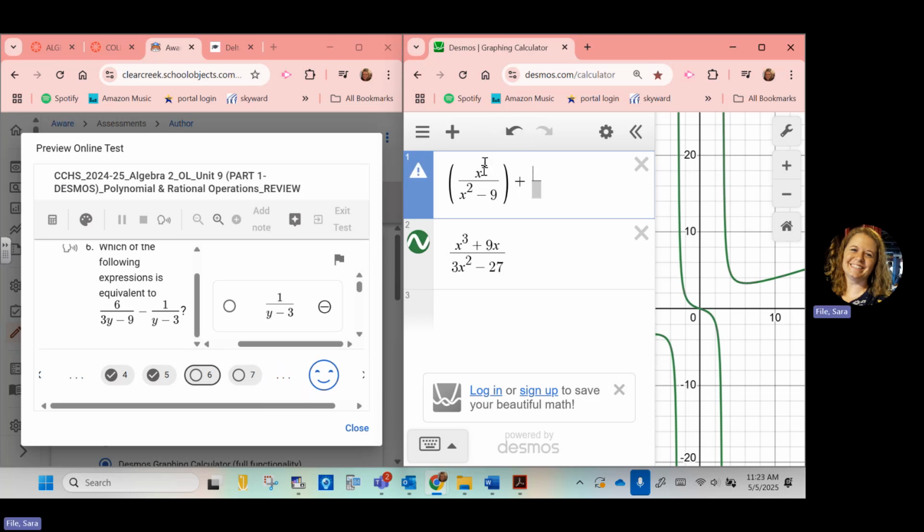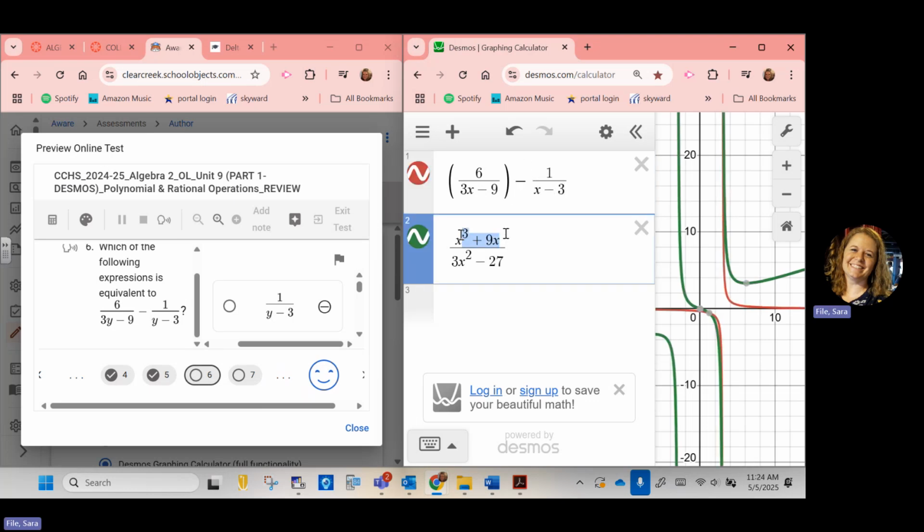Okay, so let me change my first expression. It's 6 over 3y. And again, you can't type y's. You do have to use x's in DESMOS, so it's 3x minus 9. And I'm going to make that a minus. And then my second expression is 1 over x minus 3. Okay, so that's what we're given, and we want to know which one it's equivalent to.